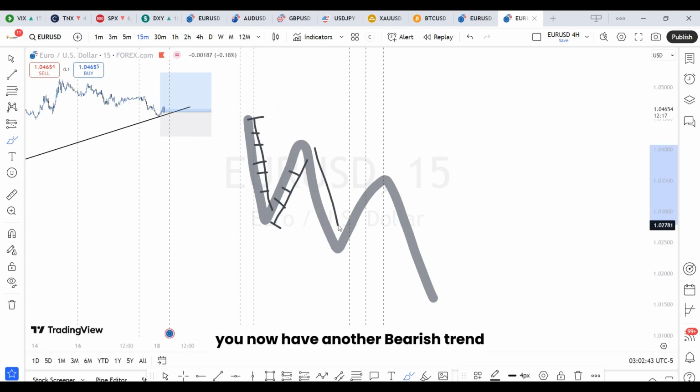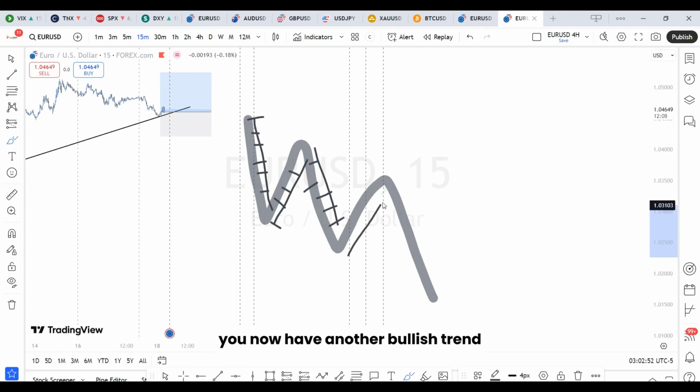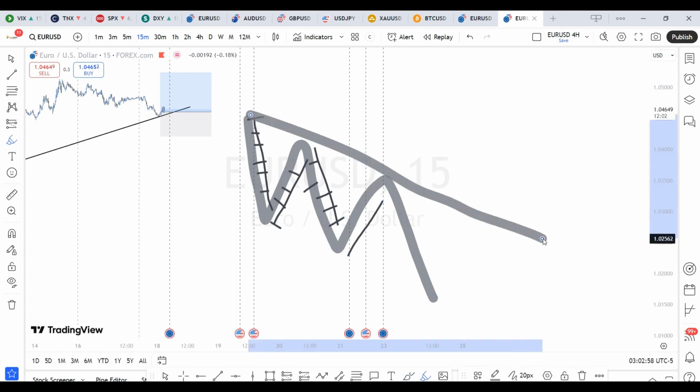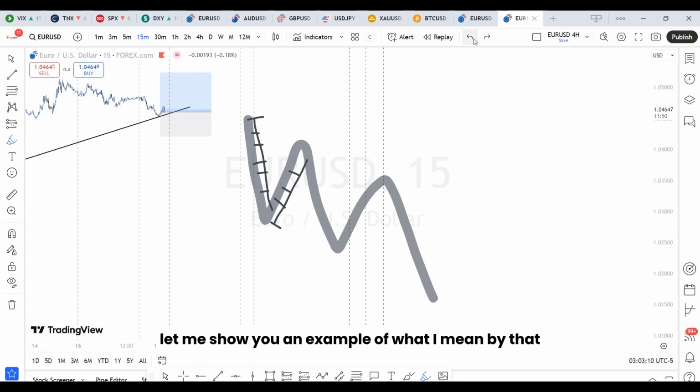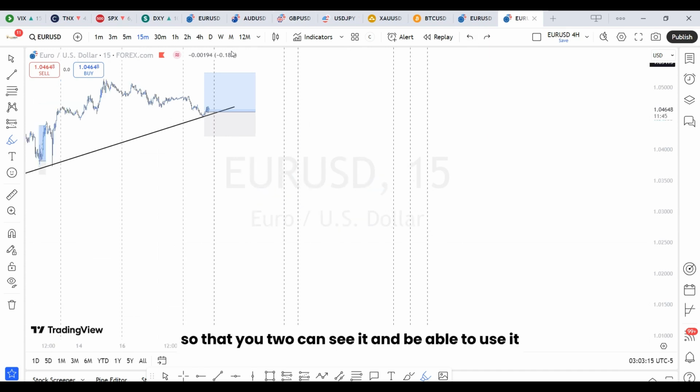You now have another bearish trend. You have point A, point B, point 1, point 2, point 3, and so on, as much as it will give you. You now have another bullish trend, but all of this is happening just on the higher time frame bearish trend. So you can be taking internal trends as the market is moving on the higher time frame external trend. What do I mean by that? Let me show you an example in the live chat, so that you too can see it and be able to use it in your own trade.